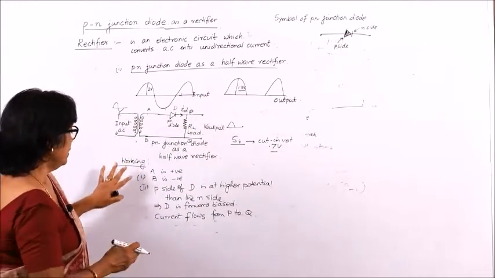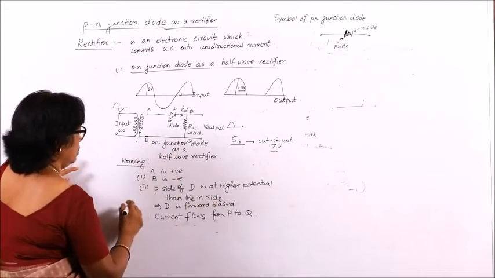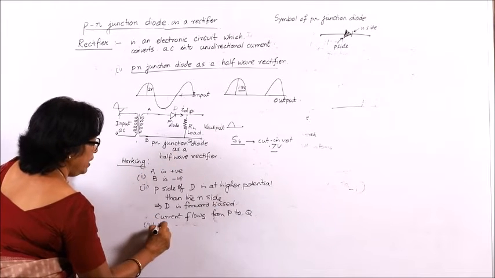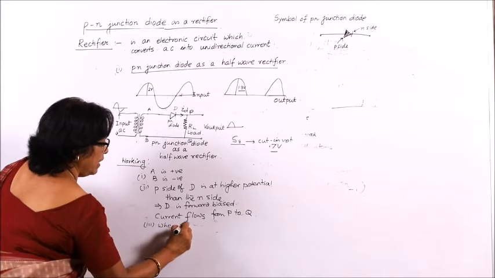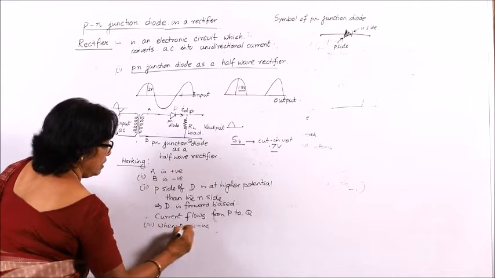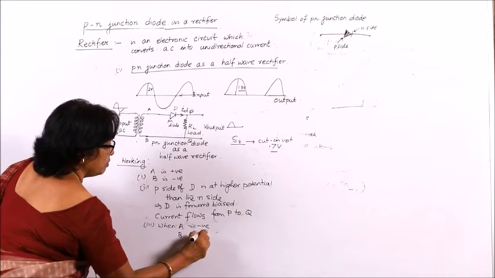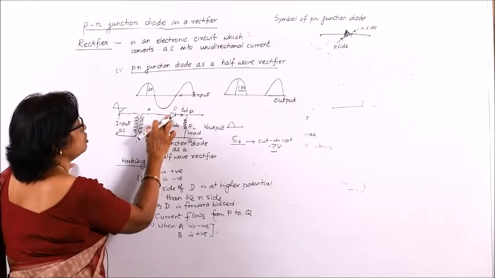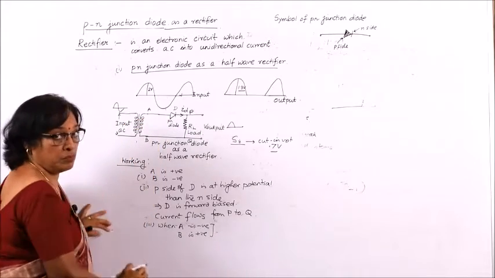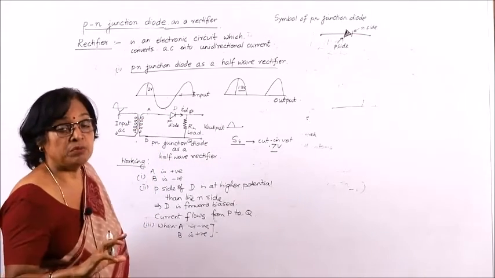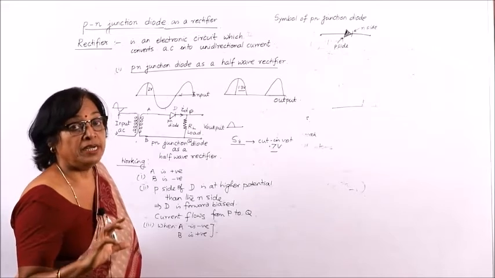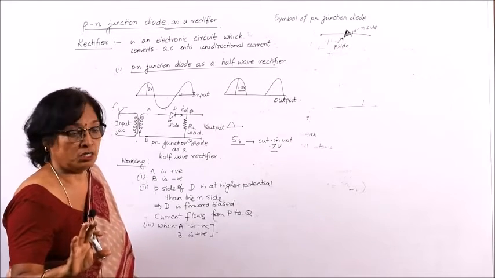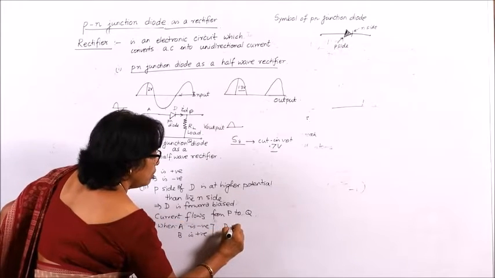So, current flows from P to Q. This is the first half. What happens in the next half? When A becomes negative and B becomes positive, A is negative means the P side of the junction is now negative. If the P side is negative and the N side is positive, it is reverse biased. A reverse biased diode does not conduct. So, D will not conduct.